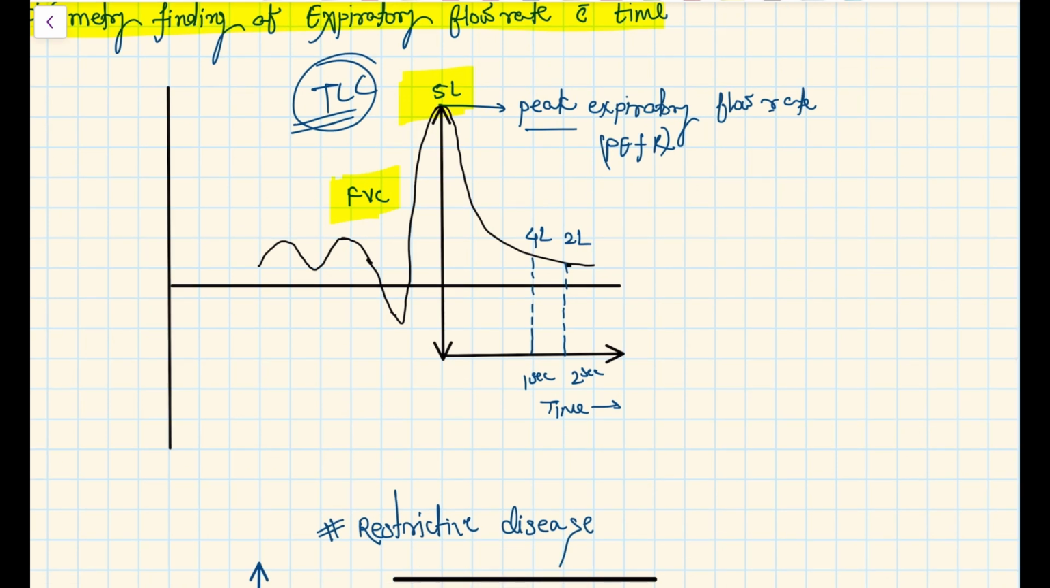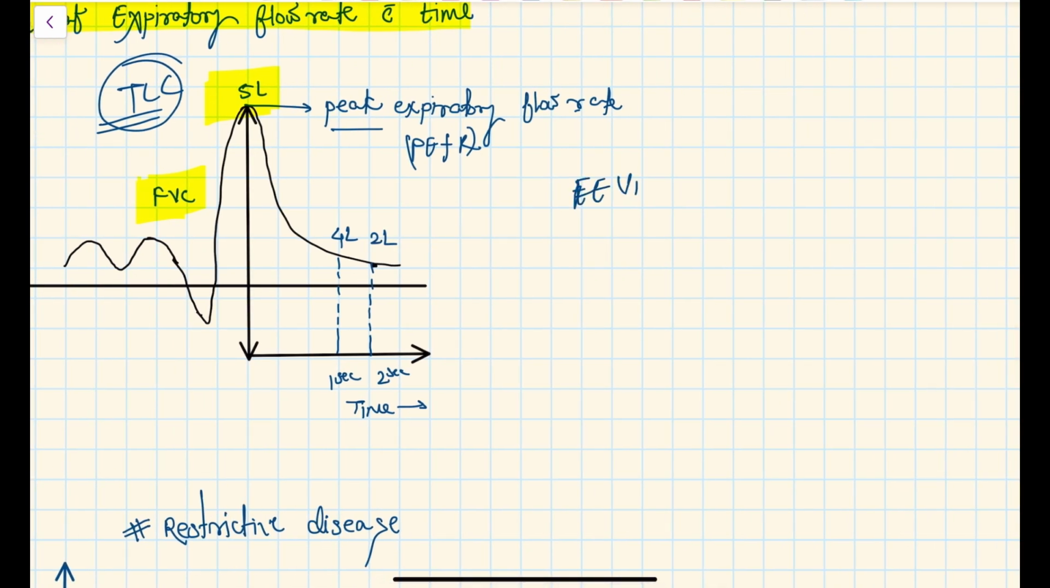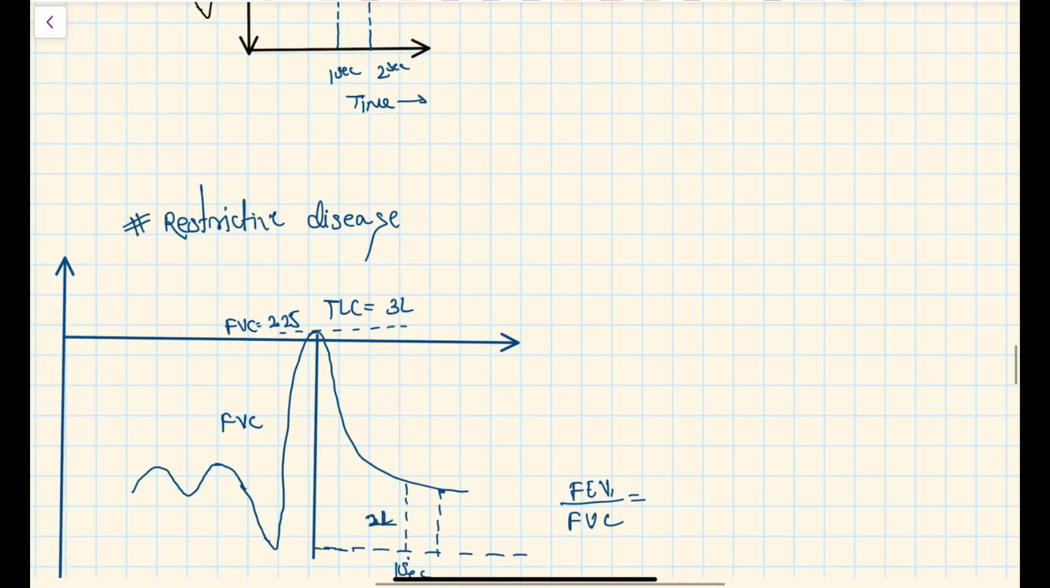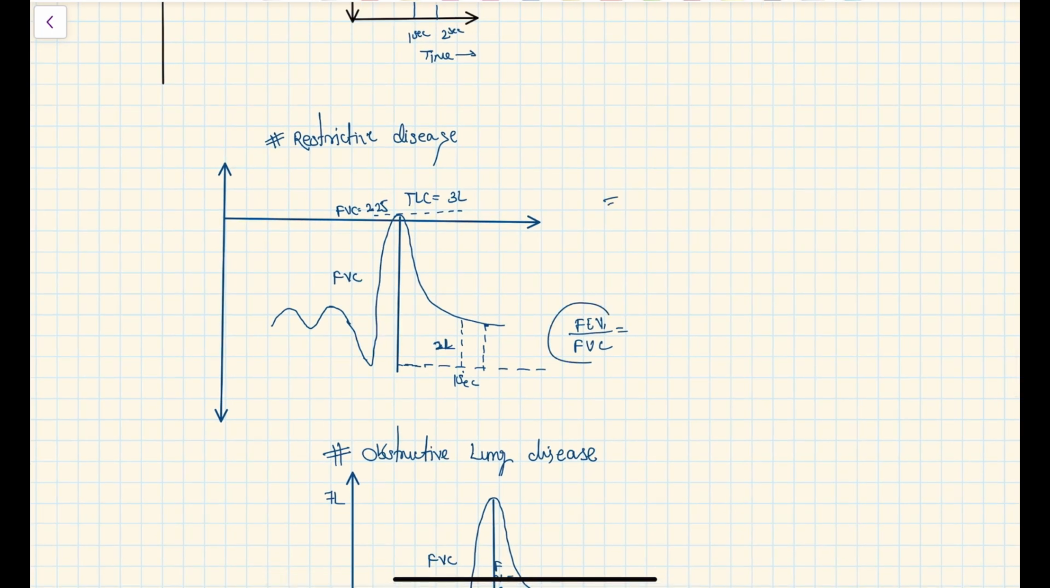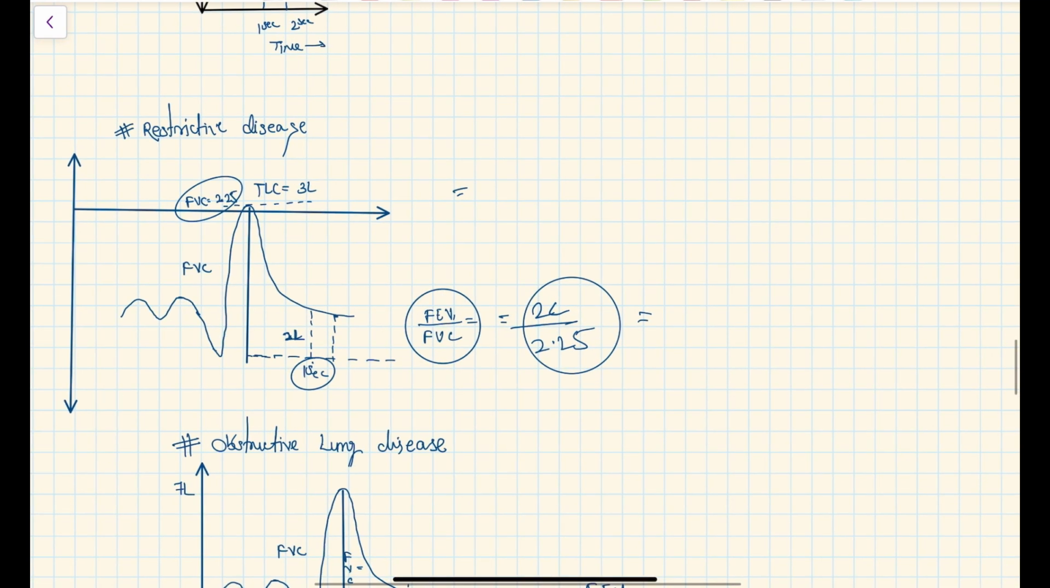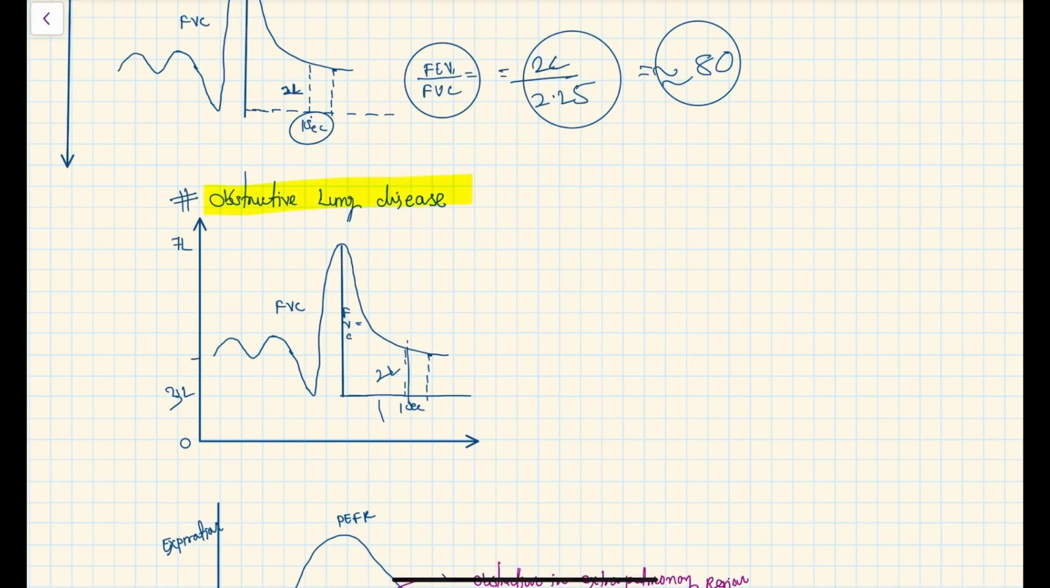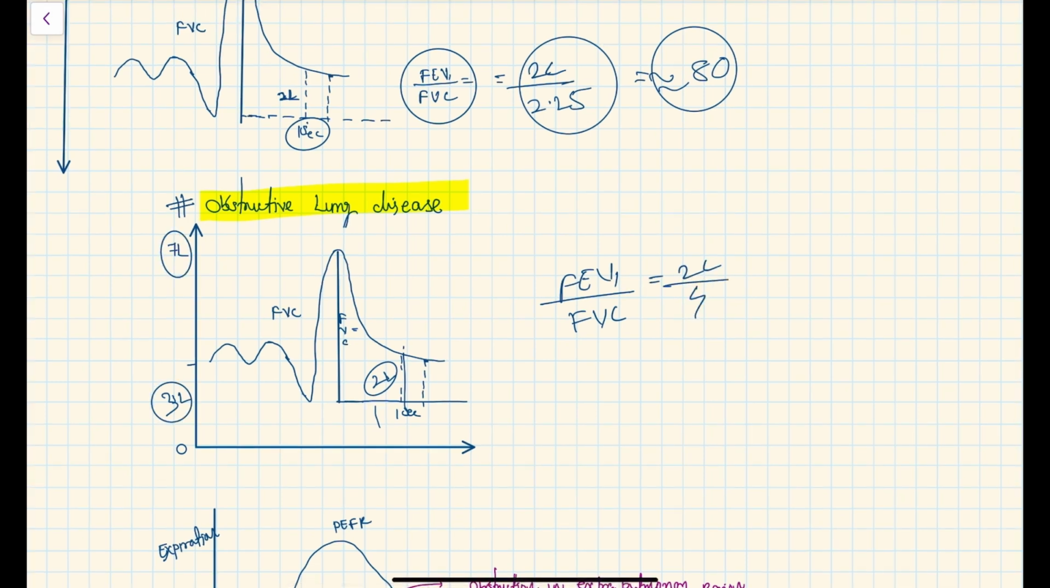So calculate again. We are calculating the same ratio only, FEV1 by FVC. FVC is here 5 liter, FEV1 at 1 second is 4 liter, it is 80%. Same. Now coming to restrictive disease, same, we are calculating FEV1 by FVC. FEV1 is 2 liter at 1 second, and FVC is 2.25. Okay, it is approximately 80. No change. In obstructive diseases, same, FEV1 by FVC. FEV1 is 2 liter and FVC is 7 minus 3, 4 liter. 1 by 2, that is 50%, that is less than 80%. So it is an obstructive disease.